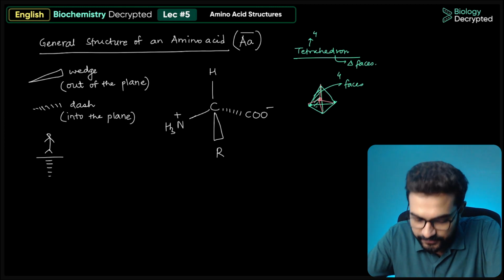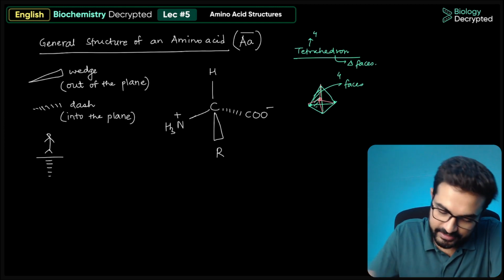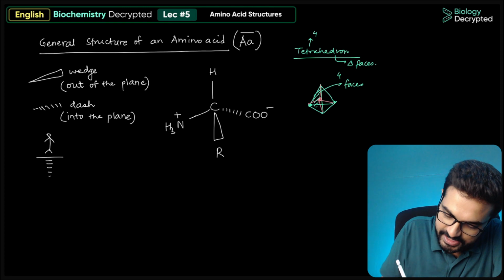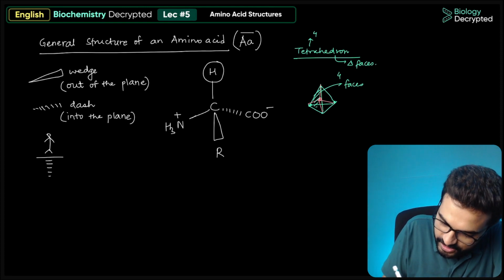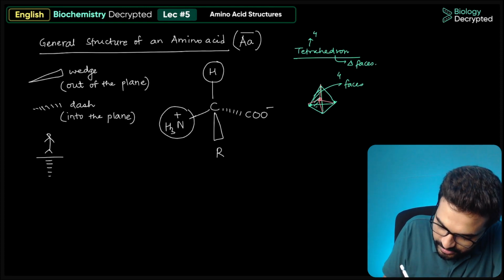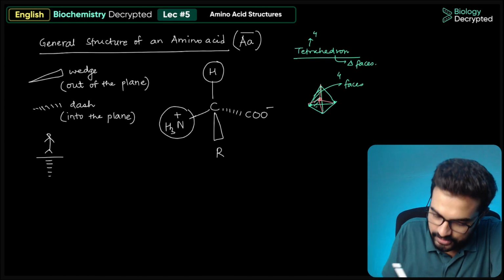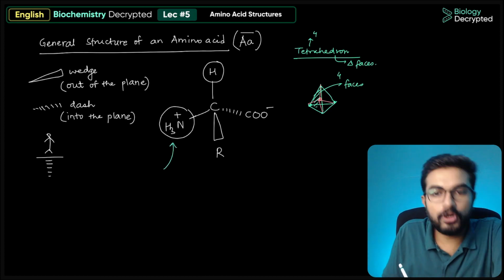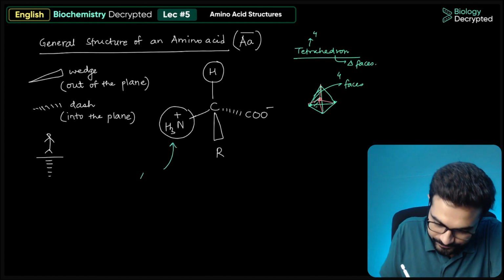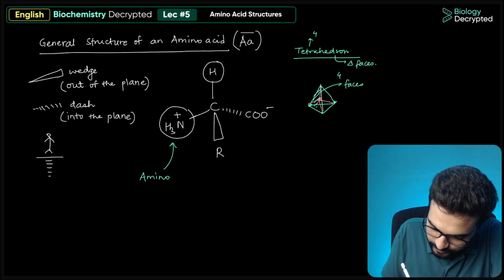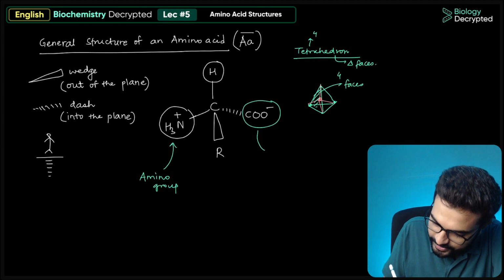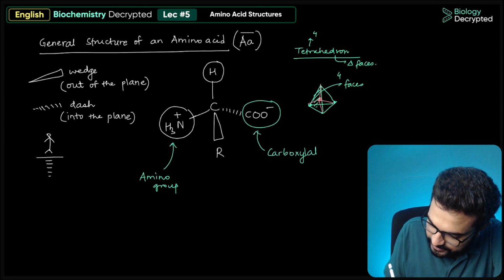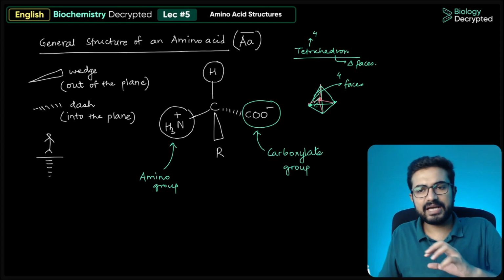Now, if you see here, these are the 4 groups. These are 4 different groups. One is hydrogen, one is NH3 plus, and this group is called an amino group. Similarly, this group is called a carboxylate group. Now, what is carboxylate?